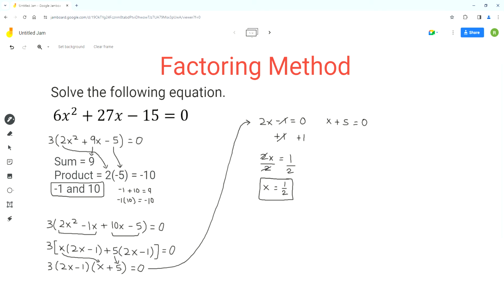And now for the second case, we have to isolate x. So we subtract 5 from both sides. So the 5's on the left side cancel each other out. So we get x equals 0 minus 5, which is equal to negative 5. So that's our second solution. So these are the two solutions for this quadratic equation.